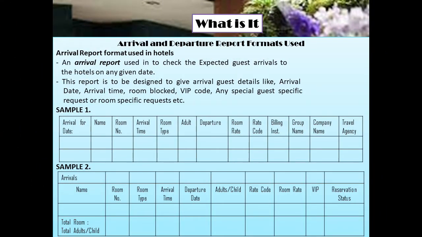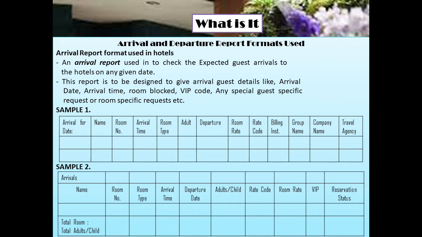What is it? Arrival and departure report formats used. Arrival report format used in hotels. An arrival report is used to check the expected guest arrivals to the hotel on any given date. This report is designed to give arrival guest details like arrival date, arrival time, room block, VIP code, any special guest-specific request or room-specific request, etc.